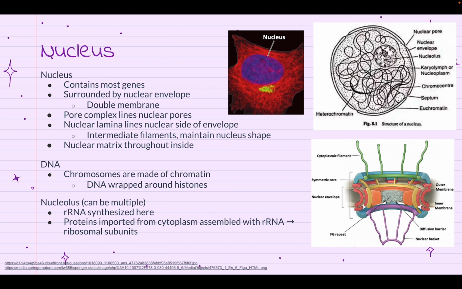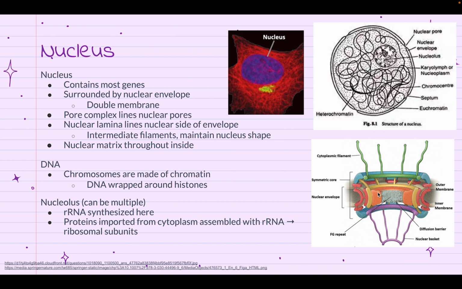Chloroplasts and mitochondria have their own genome, so that makes things a little more complicated, but in general, most of the DNA in a cell is found in the nucleus. The nucleus is surrounded by a nuclear envelope, and it does have two membranes in said envelope. And there's this thing called a pore complex that lines these pores you have in your nucleus, called nuclear pores. So if you look over here, this is a very detailed picture of a pore complex.